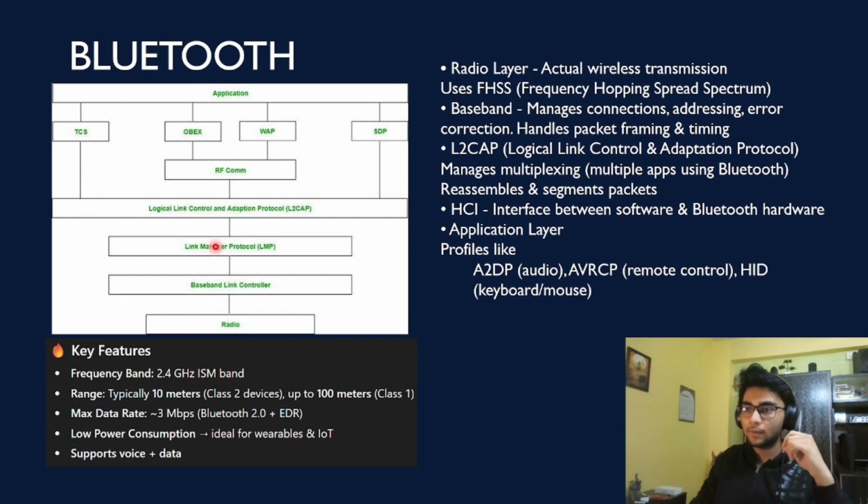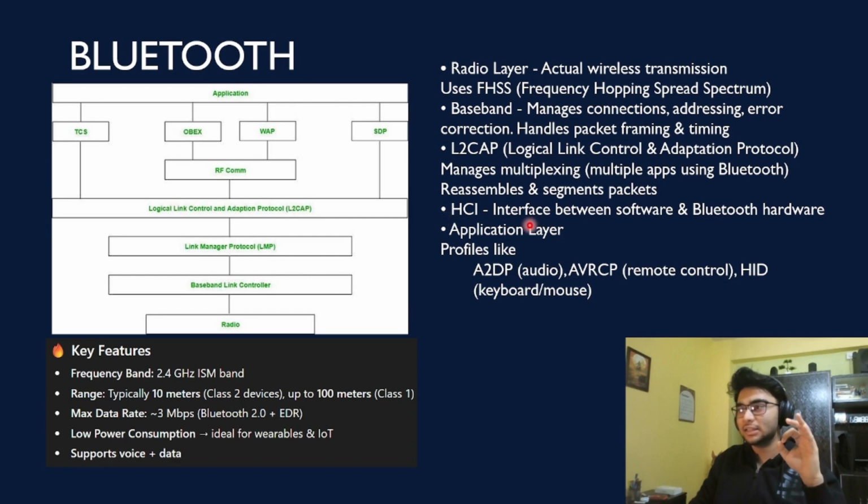Then we have the baseband layer. The baseband link controller manages connection, addressing, and error correction, and handles packet framing and timing. Basically, it is similar to the data link layer that we have studied, right? Then we have the logical link layer, or L2CAP. What it does is manage multiplexing for multiple apps using Bluetooth. Suppose it could happen that my laptop is also using Bluetooth, and my phone is also using it. Now, which one will this device be connected to? That is basically managed by L2CAP.